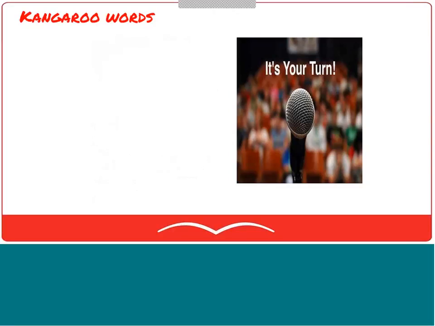It's your turn now. Try to find the kangaroo words inside these words. And if you can tell me the meaning also, that will be great. So fabrication. What does fabrication mean? Either the meaning or the kangaroo word. Okay, manufacture is one meaning. What else? If something is a fabrication in common usage.